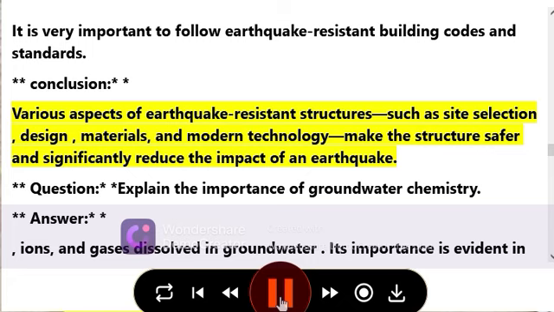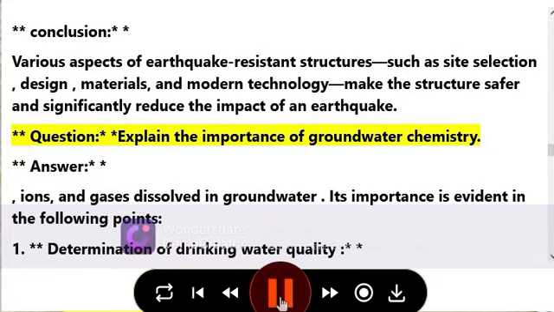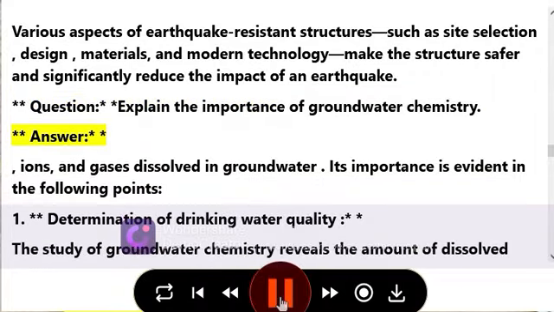Conclusion. Various aspects of earthquake-resistant structures, such as site selection, design, materials, and modern technology, make the structure safer and significantly reduce the impact of an earthquake.